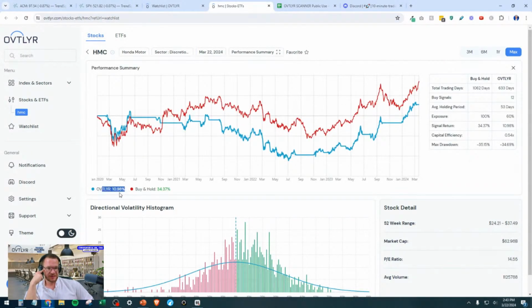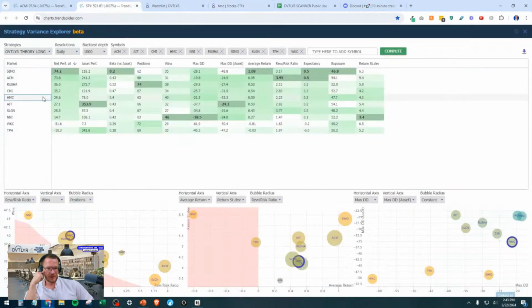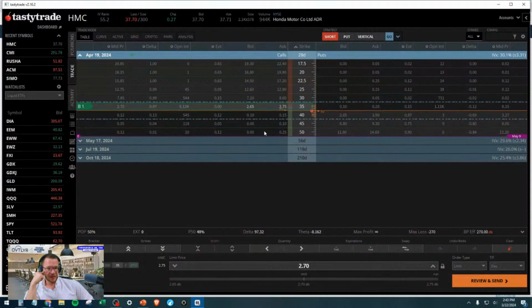OVTLYR's positive expectancy of 1098. The back test shows 2960. Tons of liquidity right here. 6,000. 10 cents wide. Absolutely. Give me that. Go on my other screen. I type in HMC. April 19th. This is the April 19th.